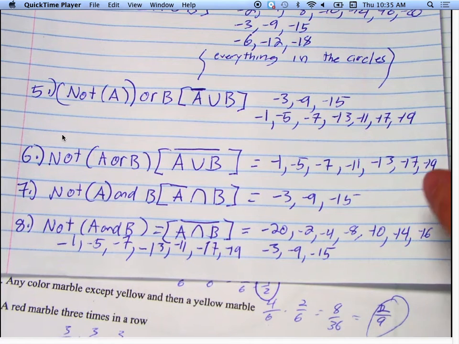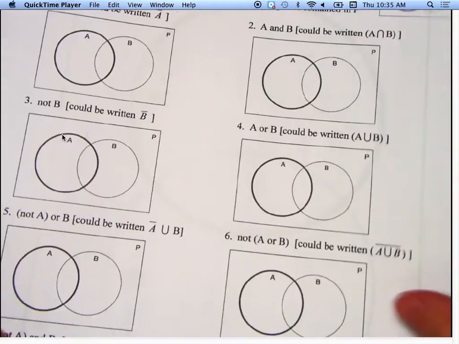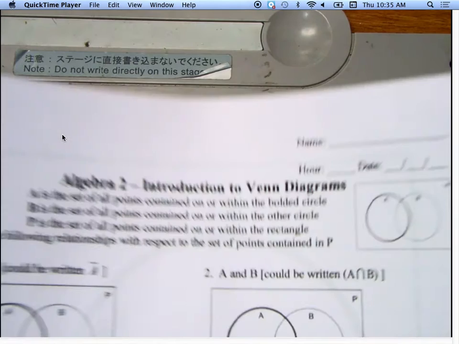Okay, moving on. Turn your paper over. Turn that big Venn diagram over.